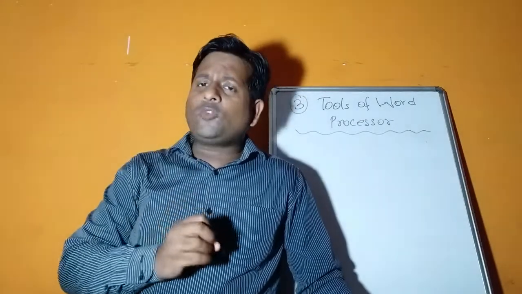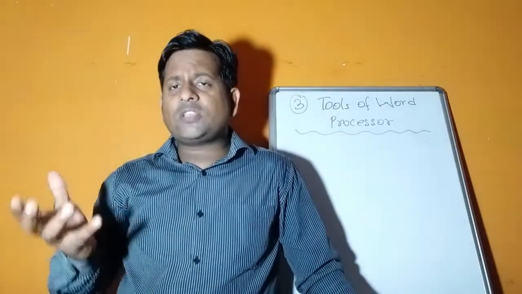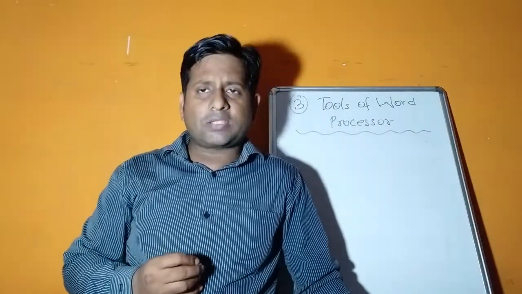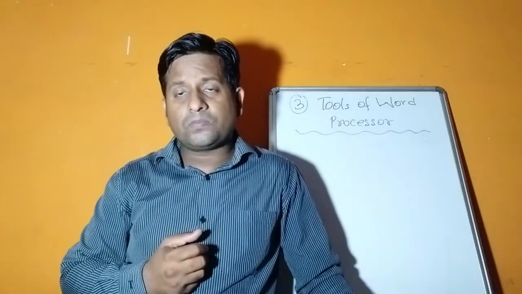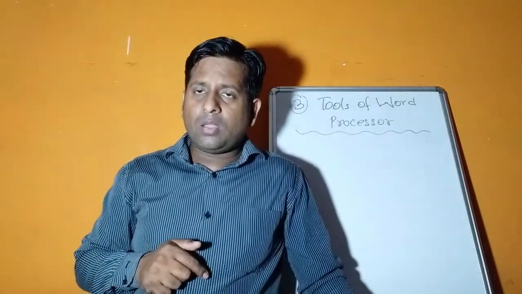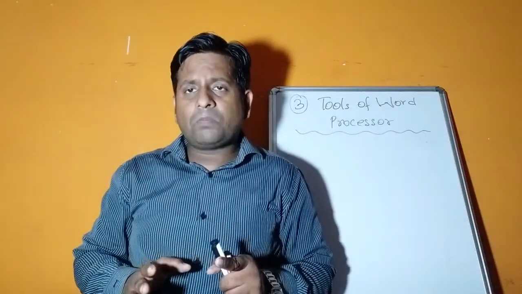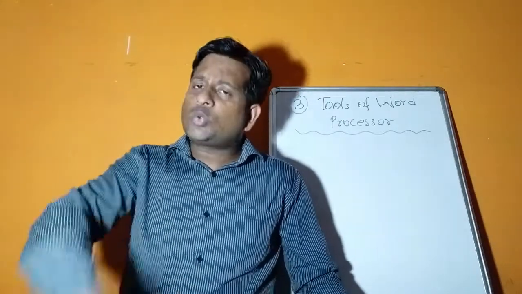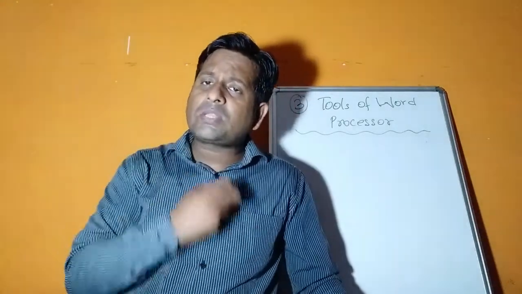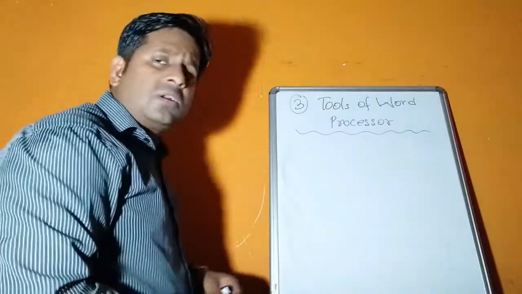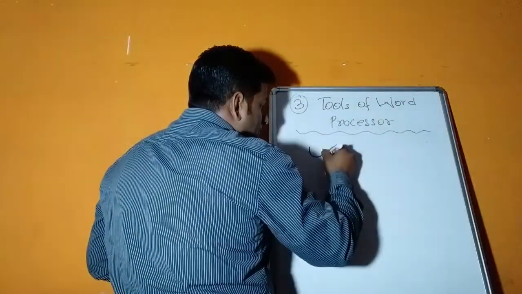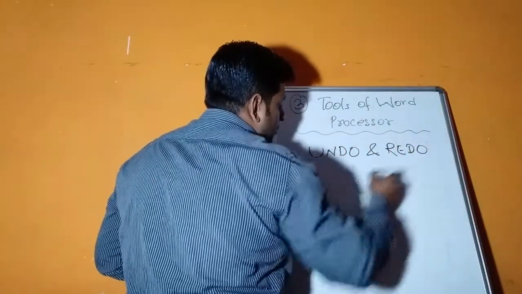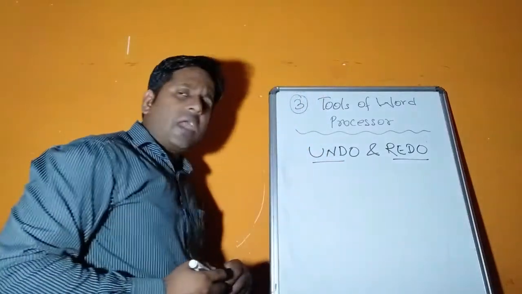Now as you do various editing, it's obvious that sometimes you make mistakes. Suppose you have mistakenly deleted some text and that text was very important, you need that text back. No need to take stress on that part because we have editing tools. These editing tools help us to recover, to regain the deleted text. Such tools are known as undo and redo. These are the two important editing tools.